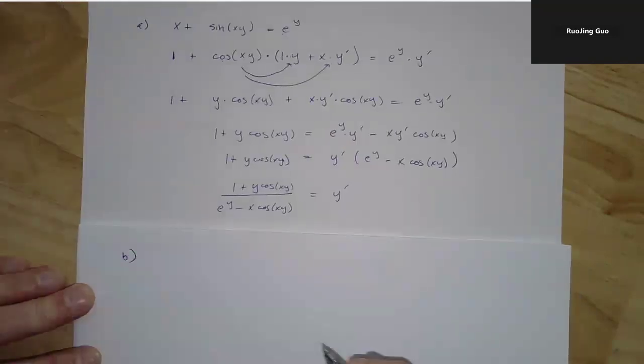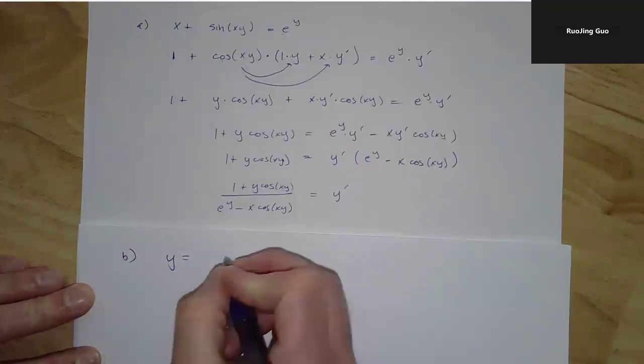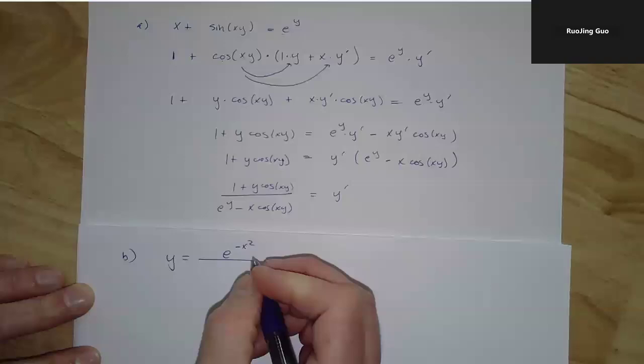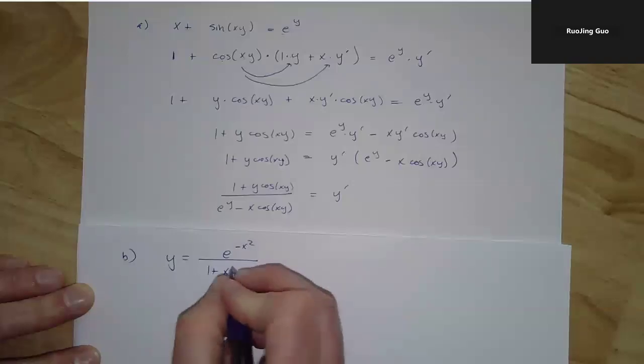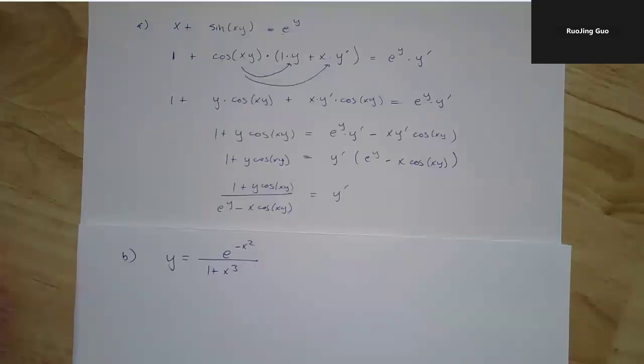It's going to be y is equal to e to the negative x squared divided by 1 plus x cubed. I'll point out that this question doesn't say anything about simplifying your answers, right? It says find dy dx for the given equations. It doesn't say not to simplify, but it also doesn't say to simplify.